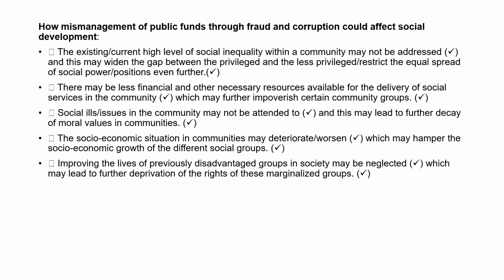How mismanagement of public funds through fraud and corruption could affect social development. Let's look at our answers. The existing or current high level of social inequality within the community may not be addressed. And this may widen the gap between the privileged and the less privileged, restrict the equal spread of social power or positions even further. Bullet number 2, there may be less financial and other necessary resources available for the delivery of social services in the community, which may further impoverish certain community groups.